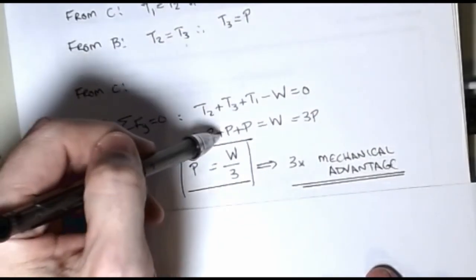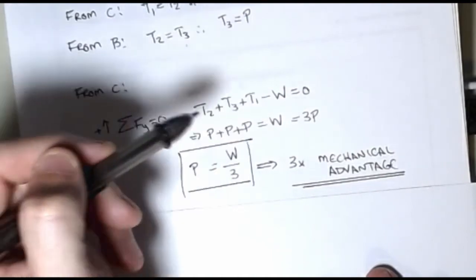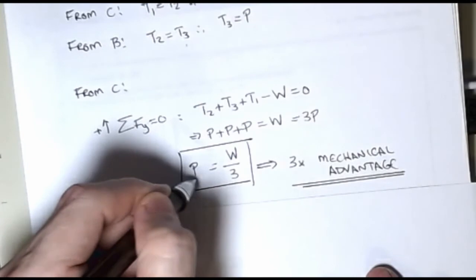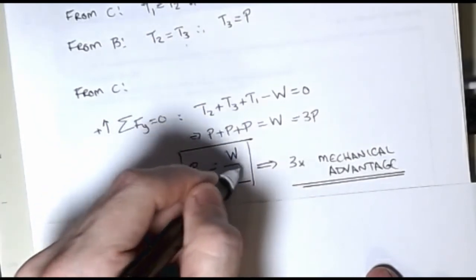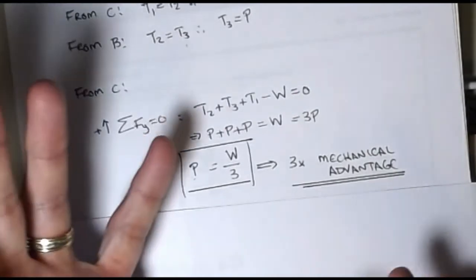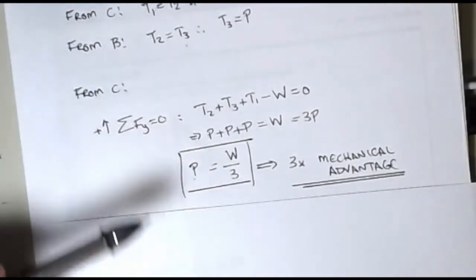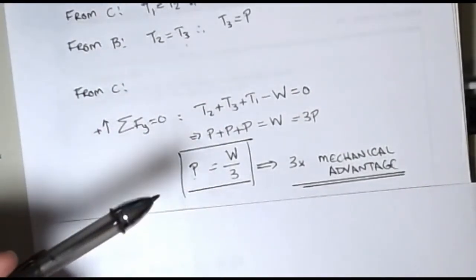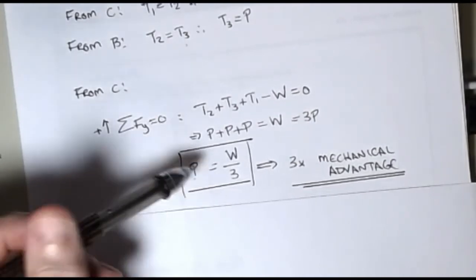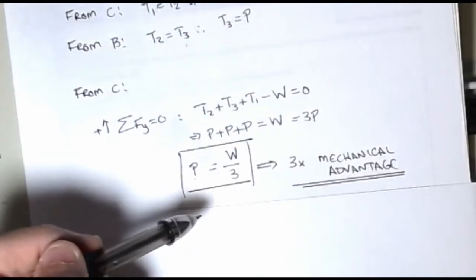All right, and so P plus P plus P is equal to W, so W is equal to 3P, so the force required to lift that weight W is W divided by 3. And that's it. That's all there is to it. So if I had a 300-pound weight I wanted to lift, the way this assembly was made, all I would take to lift this thing is 100 pounds. Okay, and that's what gives us what we call a 3 times mechanical advantage, right?